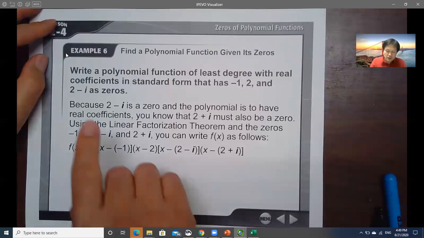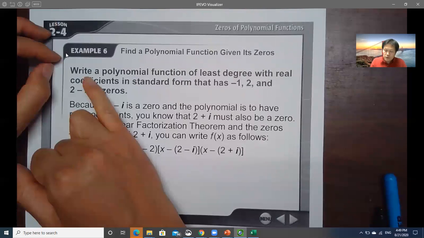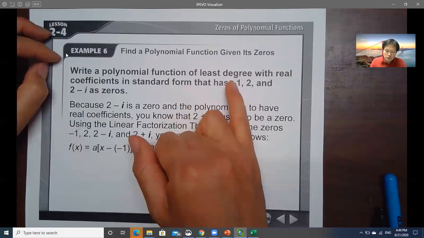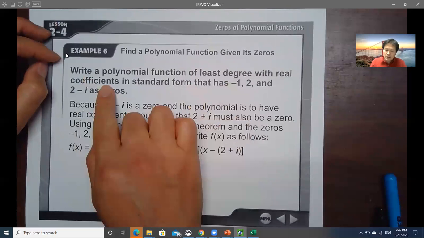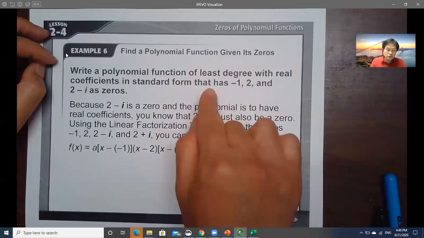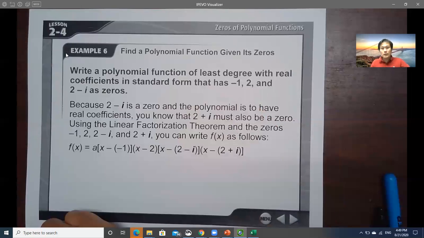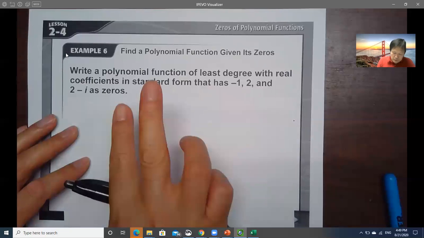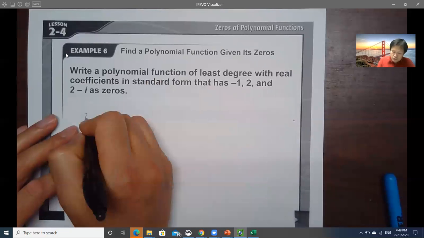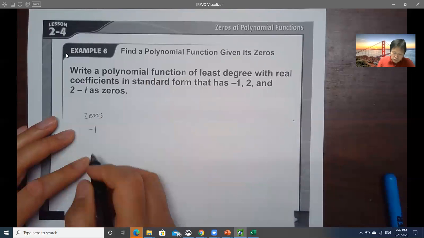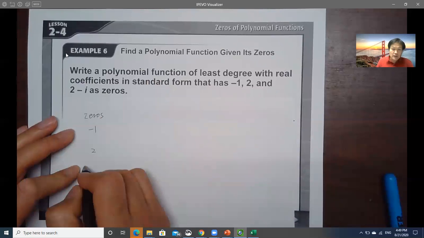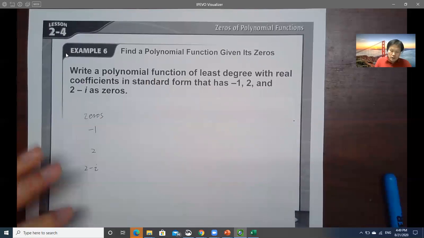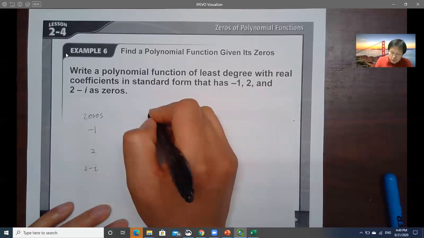Example 6. Write a polynomial function of least degree with real coefficients in standard form that has -1, 2, and 2 minus i as zeros. So I gave you 3 zeros, which are -1, 2, and 2 minus i. Given zeros, you should be able to write the factors.